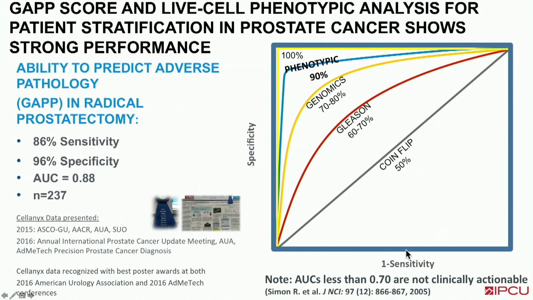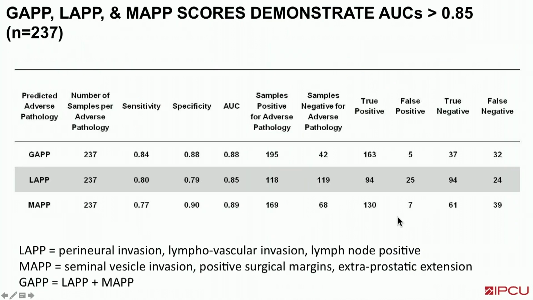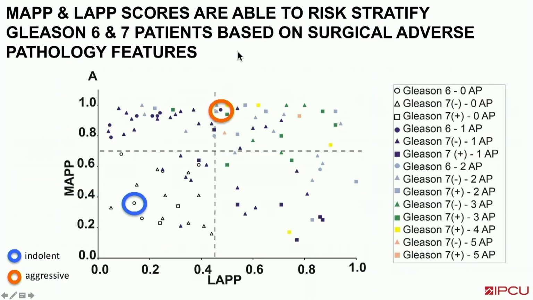And here's what I alluded to earlier. When we look at how predictive these are, you can see that the Gleason score is about 60 to 70%, both in the sensitivity and specificity. Genomics is about 70 to 80%. But the phenotypic markers, when you look at the areas under the curve, are much, much higher in comparison to these other studies. Here you can see the breakdown of these 237 specimens, the sensitivities across the board when we look at these matrices, and the areas under the curve all seem to be better than what we have at the present time today.